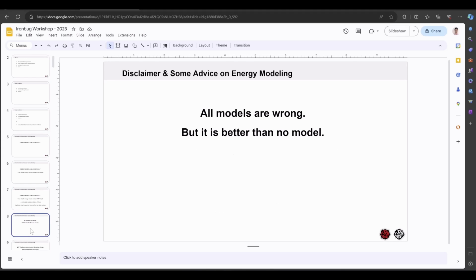The second one is all models are wrong, but it's better than no model. Because right now we have so many amazing tools to help us run real geometry-based simulation instead of checking papers.